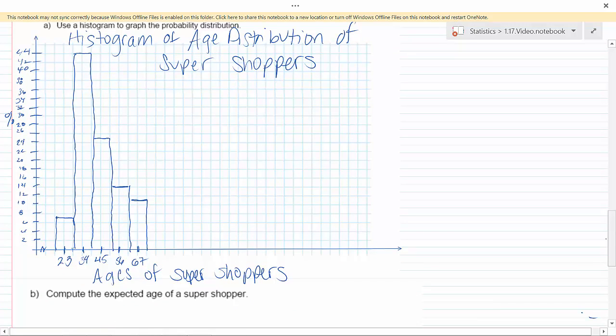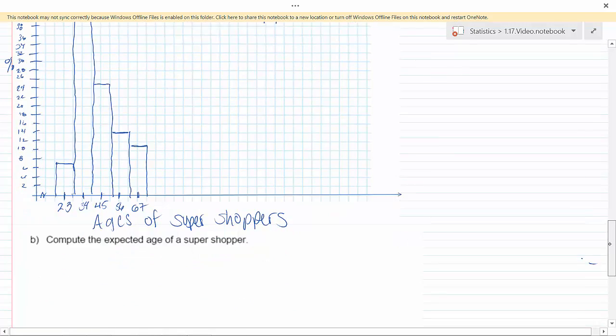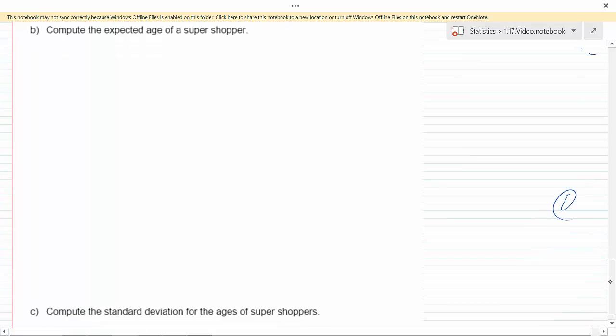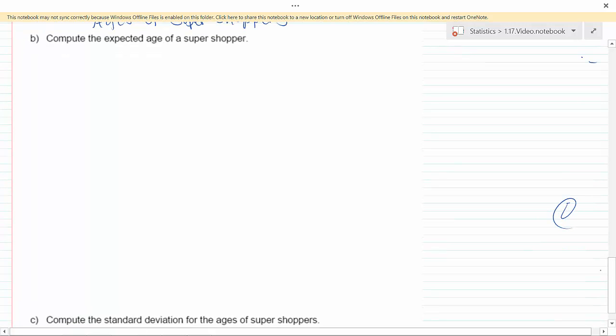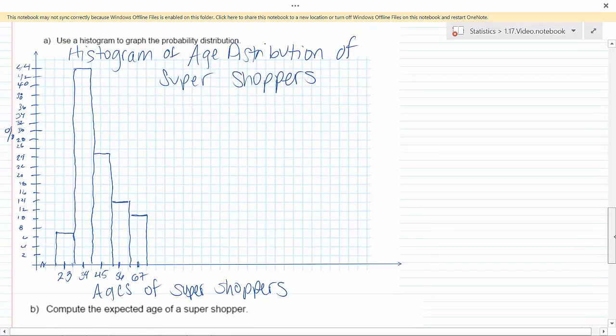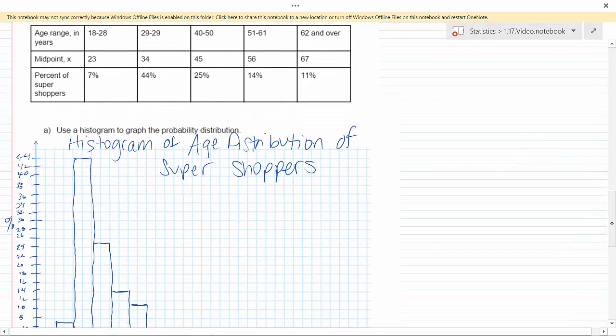So after I create that histogram, the next thing I need to do is compute the expected age of a super shopper. And because this is a regular probability distribution, that formula is the sum of all x times the p of x values. And here again is a place where I'm going to use the midpoints. It's not possible to use the age ranges because that's more than one value. That's not going to work when I try to multiply each x by its p of x. So I will be using the midpoints for that.